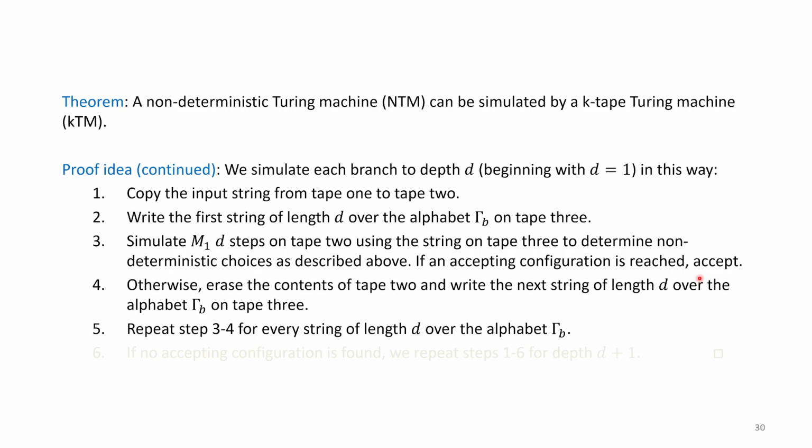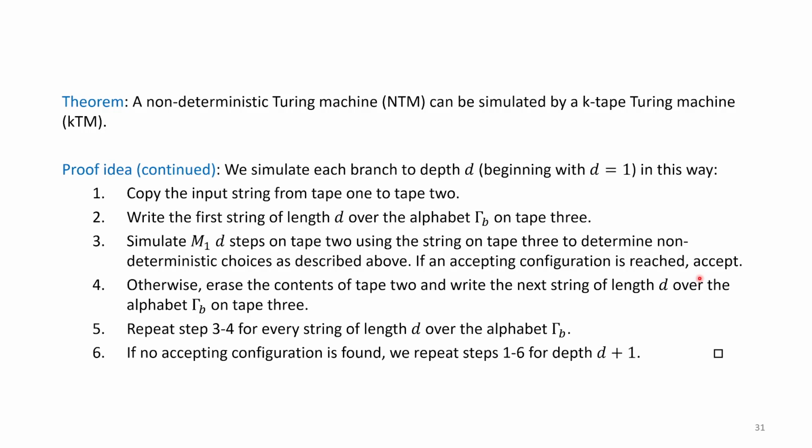But maybe we've still not found an accepting configuration. So then what we're going to do is increase D. We are no longer going to have depth D equals 1. We'll try depth D equals 2, and we'll repeat the whole thing again. We'll start all over again and look for an accepting configuration at depth 2. If that doesn't work, try depth 3, depth 4, depth 5, and so on. We'll keep doing that until we find an accepting configuration, or we go on forever.